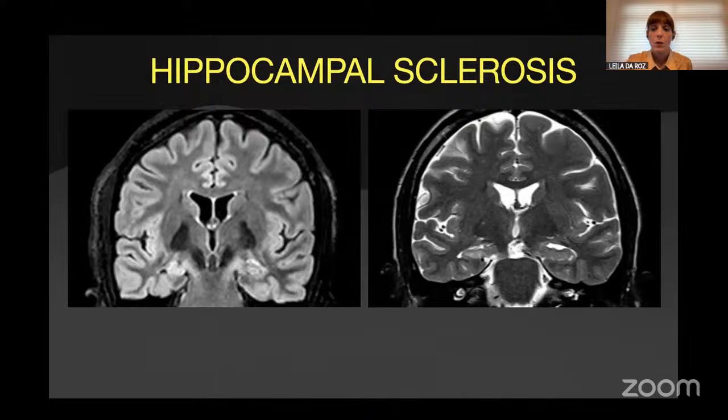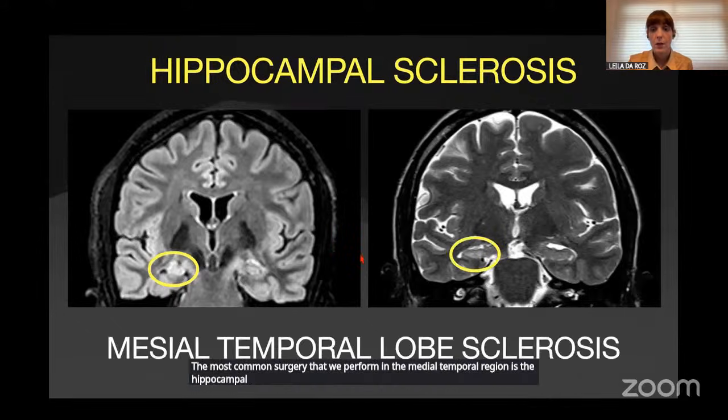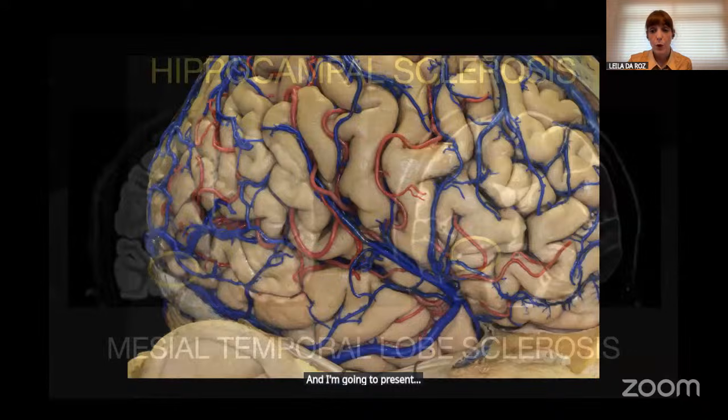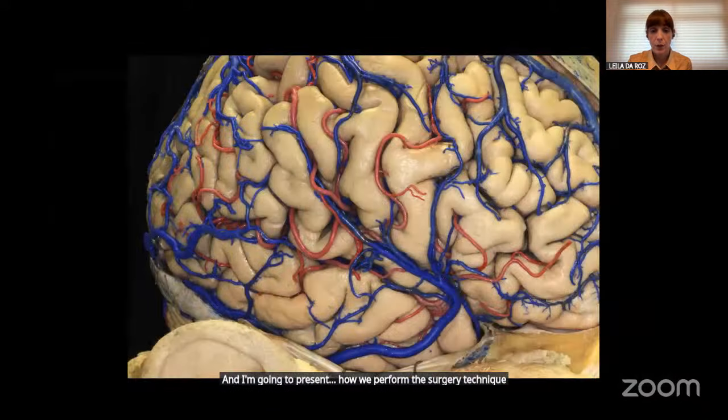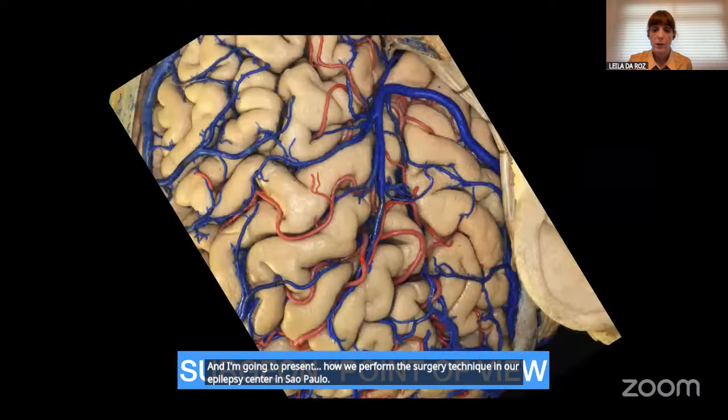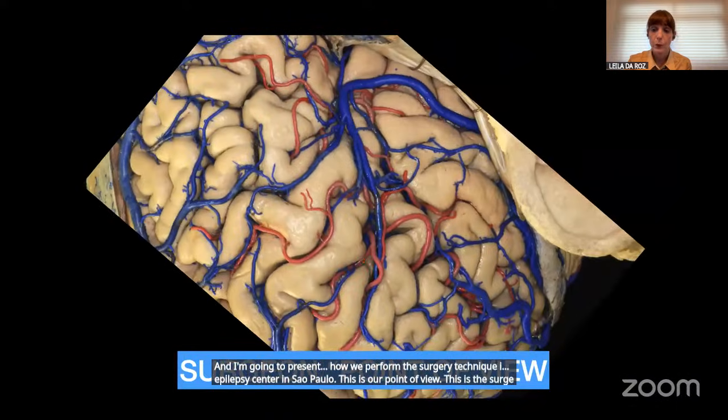The most common surgery that we perform in the medial temporal region is for hippocampal sclerosis. And I'm going to present how we perform the surgical technique in our epilepsy center in São Paulo. This is our point of view. This is the surgeon's point of view.